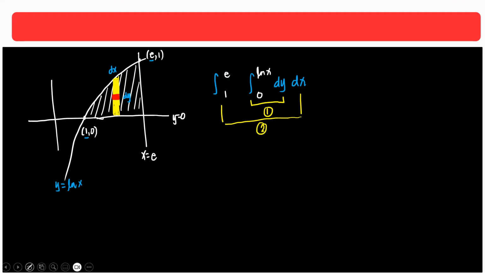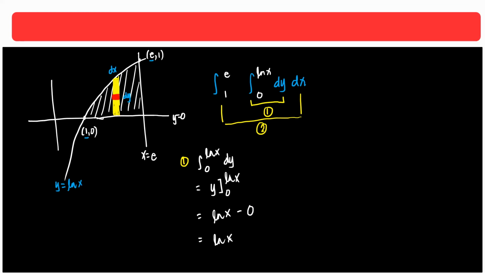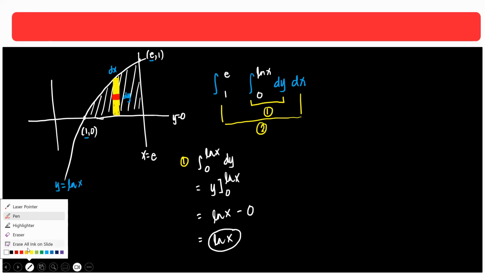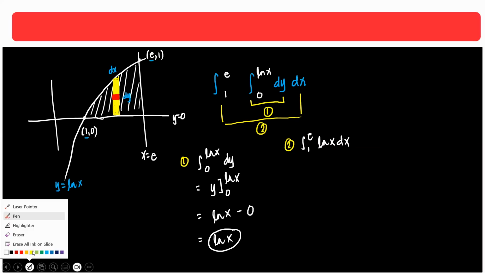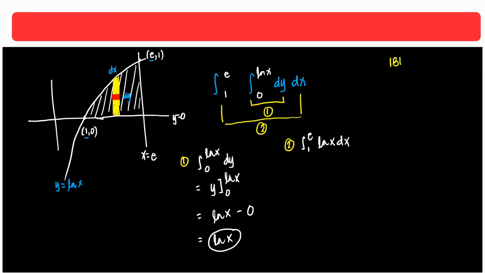Right? So let's integrate the first one, from 0 to ln of x dy. That means it's simply y from 0 to ln of x. The answer is simply ln of x minus 0, or ln of x. So this one would be the first. Now, going to the second integration, integral from 1 to e of ln of x dx. Now, for ln of x dx, you can't integrate it immediately. Remember, integration by parts.